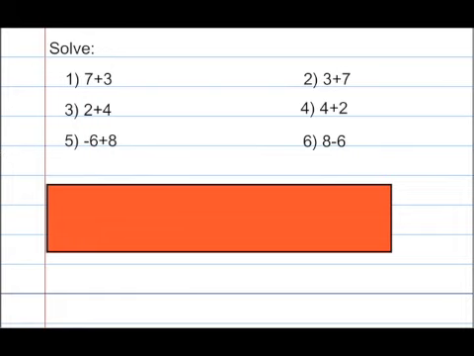So they have 7 plus 3. What is that? This is equal to 10. Alright, 3 plus 7, 10. 2 plus 4, 6. 4 plus 2, 6. Negative 6 plus 8, positive 2. 8 minus 6, positive 2.